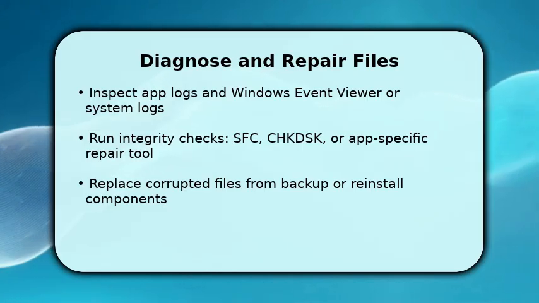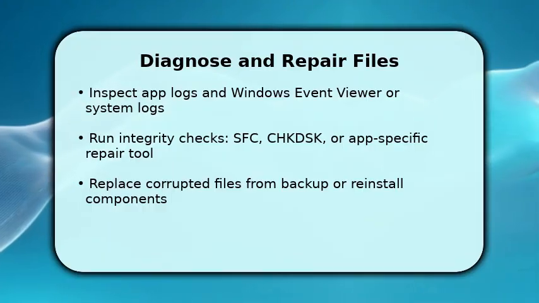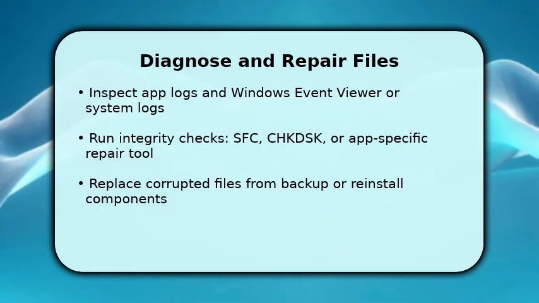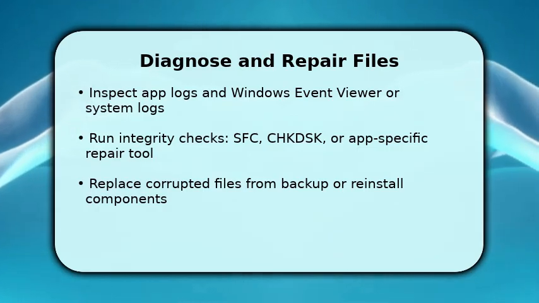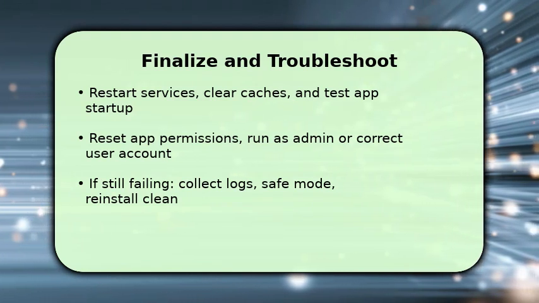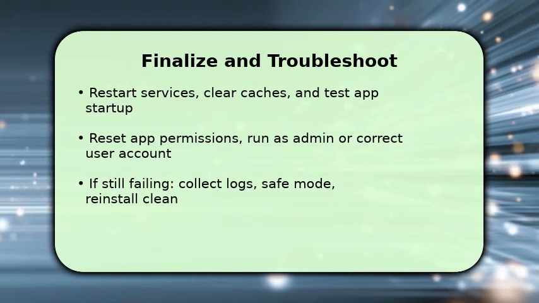repair tool if available. If the integrity tools flag corrupted files, replace them from your backup or extract clean copies from the installer. Make sure permissions and ownership match the expected. To finish, restart any dependent services and clear app caches so stale data doesn't recreate the error.